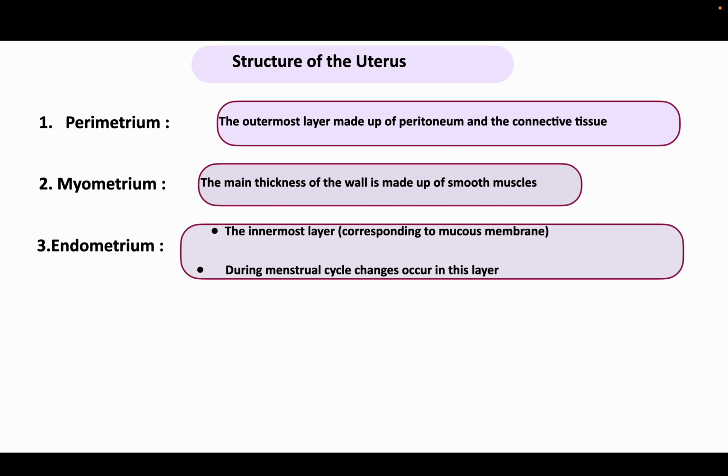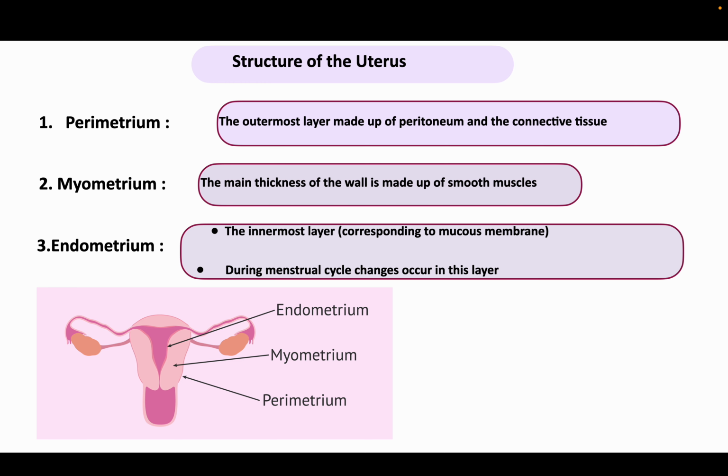Now, before starting with the menstrual cycle, first we will discuss the structure of uterus, which consists of perimetrium, myometrium, and endometrium. Perimetrium is the outermost layer made up of peritoneum and connective tissue. Myometrium, the main thickness of the wall of the uterus, is made up of smooth muscles. Then endometrium is the innermost layer, corresponding to the mucous membrane. During menstrual cycle, changes occur in this layer, basically in the endometrium.